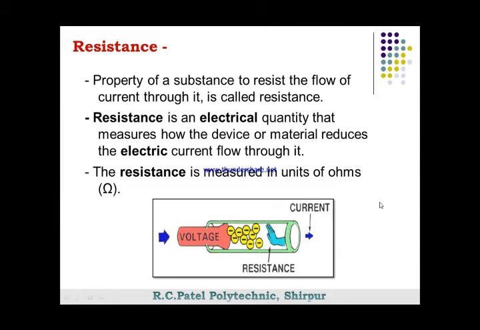Next we check resistance. Resistance is the property of a substance to resist the flow of current through it, and that is called resistance. The diagram is self-explanatory. Whenever we apply a voltage between two points in a closed loop circuit, the current starts to flow, but the opposition to the flow of current is the property of the substance or conductor, and this property is called resistance.